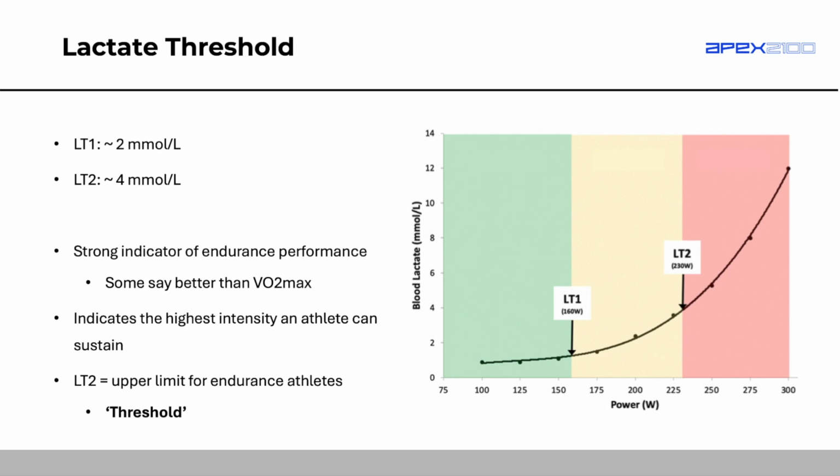Now there's actually two lactate thresholds. There's lactate threshold 1 and lactate threshold 2. Generally, lactate threshold 1 is at around 2 millimoles of blood lactate.